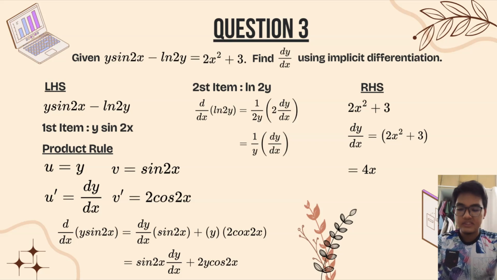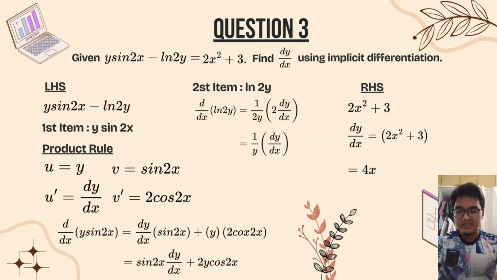Moving to the second term, which is ln y. To differentiate ln, we know that it is 1 over the term. So d over dx of ln y equals 1 over y times dy/dx. So the derivative of ln y equals 1 over y times dy over dx.